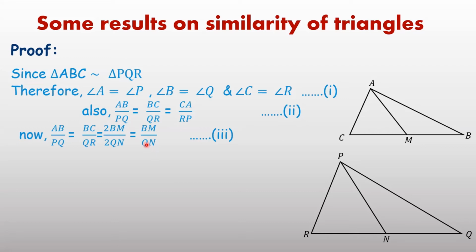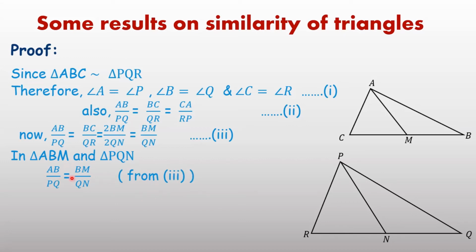Now equation third. Now ABM and PQN. Just observe here ABM and PQN. Try to prove these two triangles are similar, and it is very easy to prove. AB upon PQ equal to BM upon QN from equation third, just covered here, proved here, and angle B equal to Q. We are going to apply here SCS similarity.